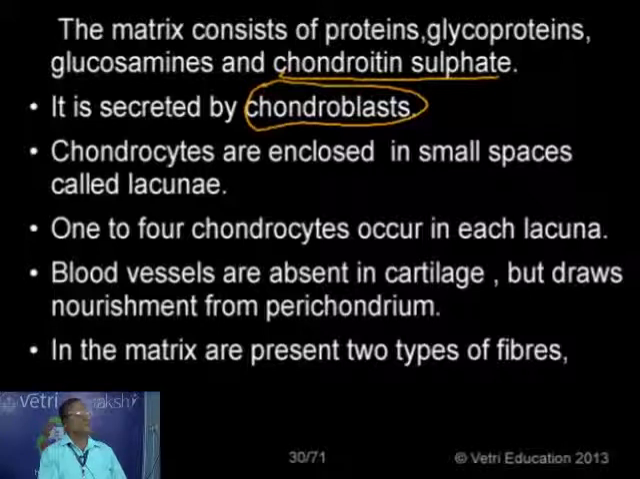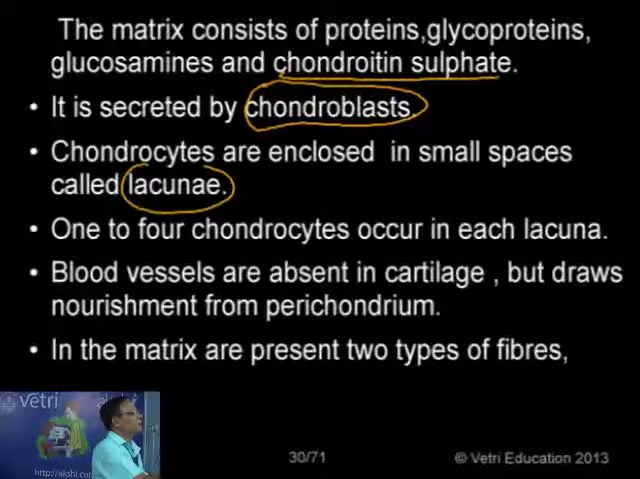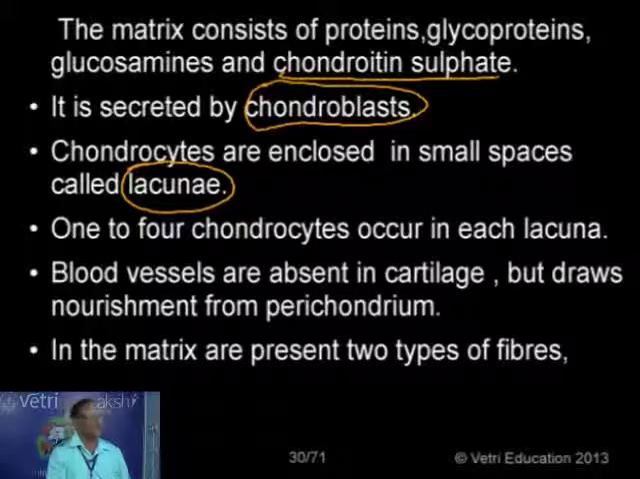Now, the cells are placed in some cavities, some spaces, what we call lacunae. So if you are taking any cartilage bone, we have some hollow spaces or small spaces inside, what we call lacunae. In each lacuna, we have a restricted number, 1 to 4 chondrocytes or cartilage cells, unlike the lacunae of bone where you have only one bone cell. Anyway, the chondrocytes, the cells of the cartilage, are enclosed in small spaces called lacunae.